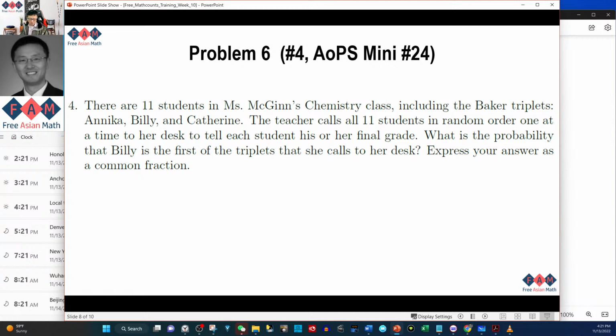So let's consider this. All the 11 students will be called. So essentially, there's an order of the 11 students. But what we are interested in is the relative order among those 3 Baker triplets. We don't even care about all the other students. Whether they are called Trump or Biden, we don't care. We just ignore them. So what is essentially this problem?